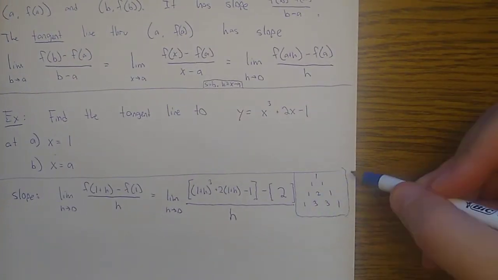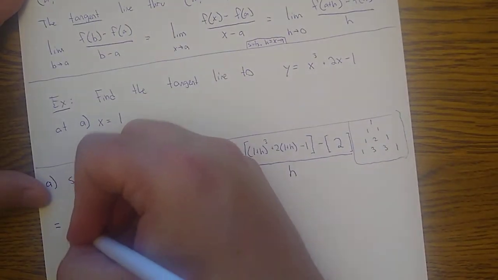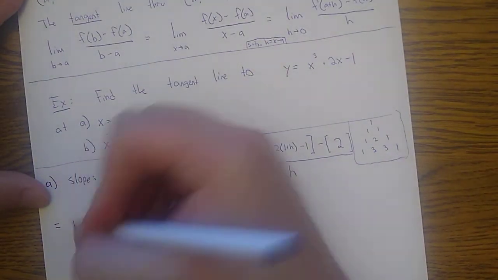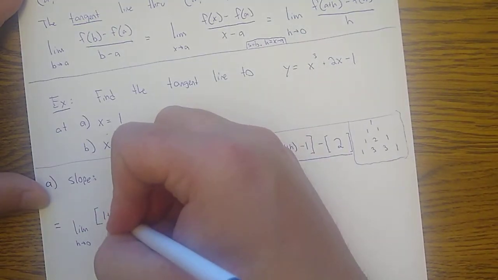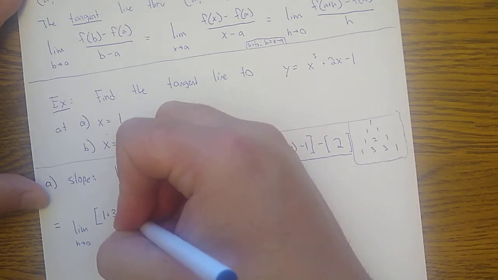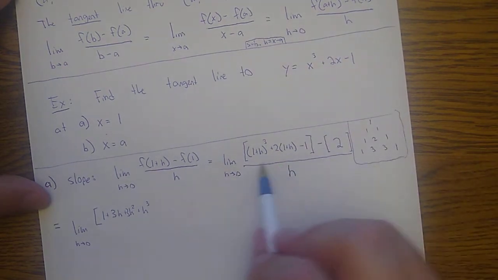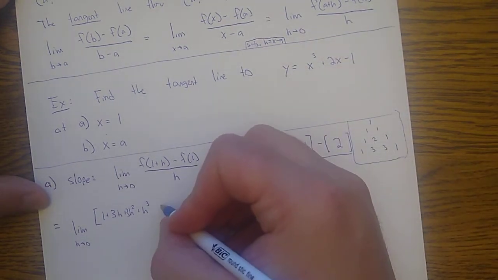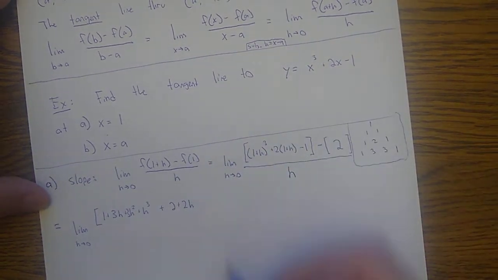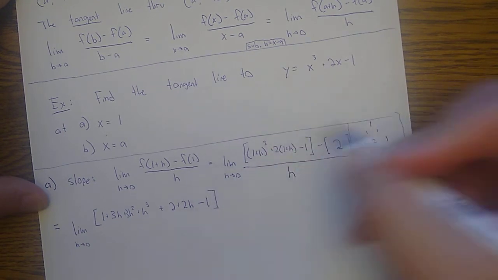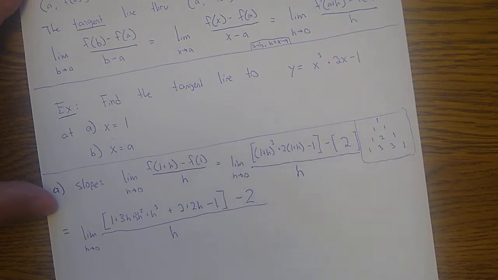So I have Pascal's triangle right here, so that's going to help me do 1 plus h cubed. So that's the limit as h goes to 0, 1 plus 3h plus 3h squared plus h cubed. So that's just this, plus 2 plus 2h minus 1. Like that.